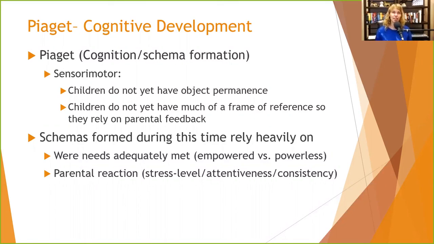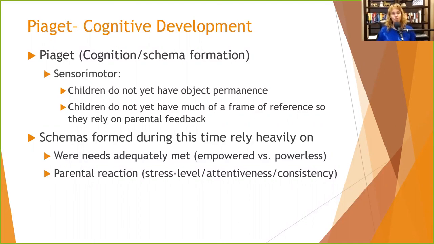They don't understand the words, but they understand, for lack of a better term, the vibes being put off by the parent. Schemas formed during this time rely heavily on whether their needs were adequately met. If so, they'll feel empowered: when I have this need, a caregiver will meet it, or I can meet it somehow. If the needs weren't met, then they start to feel powerless and dependent because they don't know how to self-soothe.